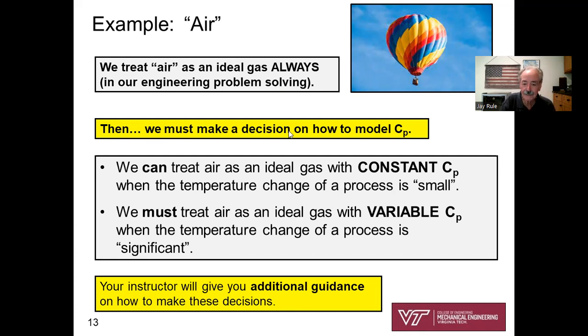Next step, we have to make a decision on how to model Cp and/or Cv. Will we treat it as a constant number, or must we treat it as a variable, in other words, a formula as a function of temperature? We're going to treat it as constant if our temperature change is small. If our temperature change is significant, we're going to have to go to more complex approaches. Again, your instructor should give you guidance on this. If not, ask.